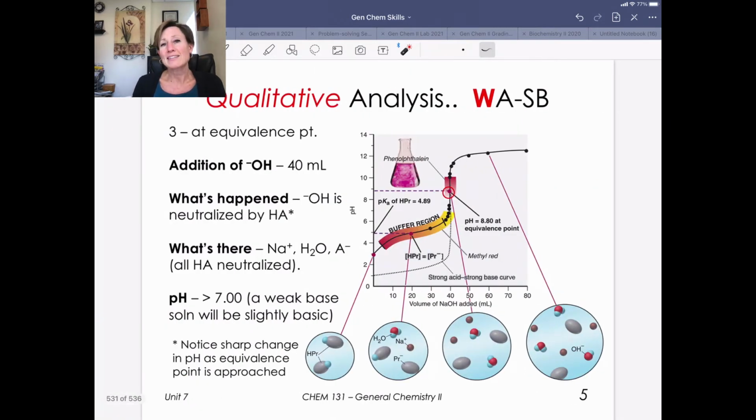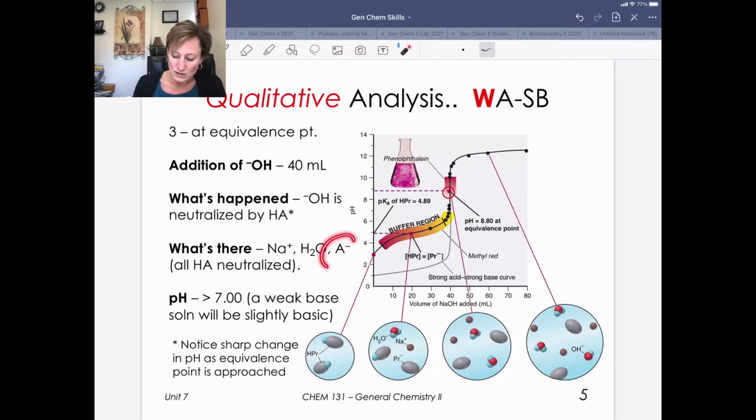When we are at the equivalence point, we already said that if we've got a weak acid strong base titration, the equivalence point is going to be greater than a pH of 7, but here's how you go about calculating exactly what it is. Remember, at the equivalence point, we've added 40 milliliters of our hydroxide. That's reacted with all of the 40 milliliters of our HA. So all of our HA has been neutralized by our OH-. If we look at our little picture here, there's water in solution, there are sodium cations in solution. The only thing that we have in solution is the conjugate base.